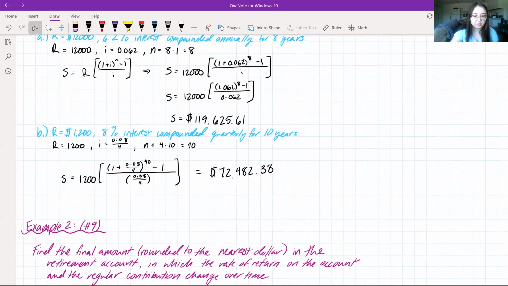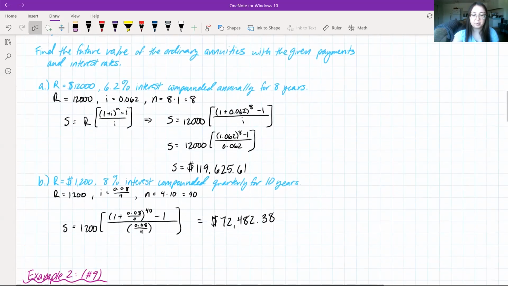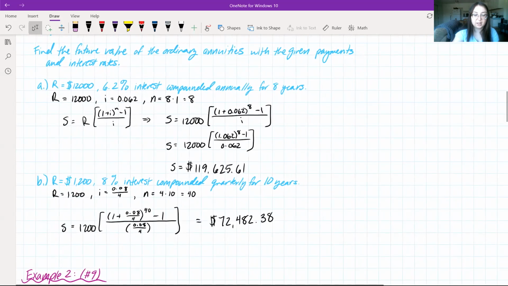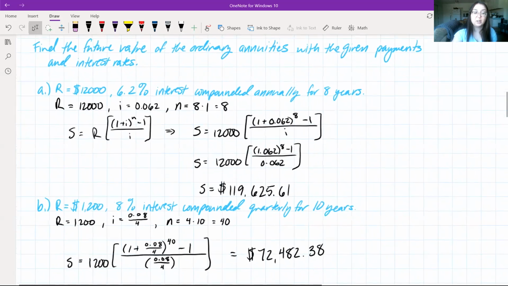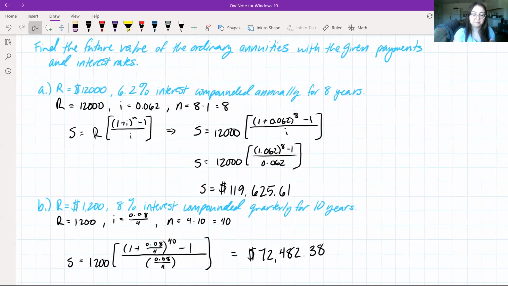So we're seeing that when we work with future values of the ordinary annuities, our final or future values will be significantly larger than the values that we start with.